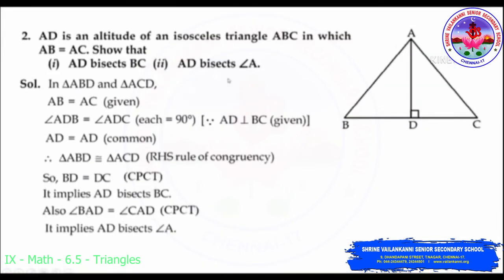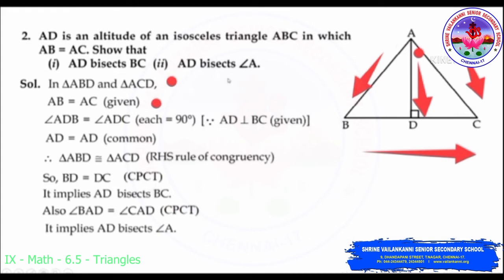Second problem: AD is an altitude of an isosceles triangle ABC in which AB is equal to AC. Show that AD bisects BC and AD bisects angle A. Consider triangle ABD and triangle ACD. Since ABC is an isosceles triangle, we get AB is equal to AC, where these two sides are involved in triangle ABD and ACD. The second point I got is angle ADB is equal to angle ADC, each 90 degrees, because AD is an altitude. So I am going to check whether the RHS criteria is used here.